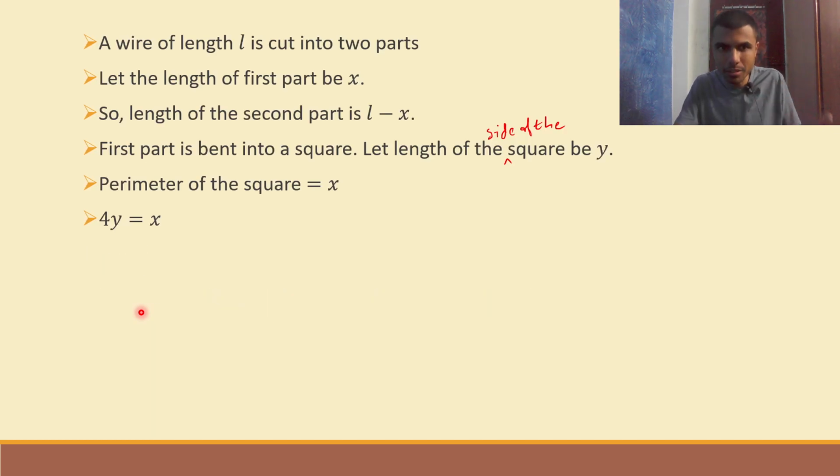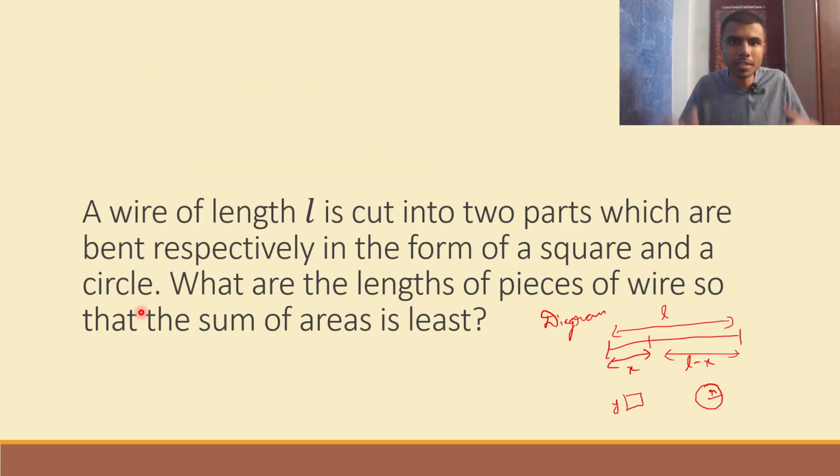Now next, what do we need to deal with? Sum of areas. See the question. Whatever I'm doing, it's not something that has come from some other planet. It's something that is coming from this question. Whatever is there in the question, I'm just building upon that. What are the lengths of pieces of wire so that the sum of areas is least? Sum of areas of what? Area of square and area of circle.